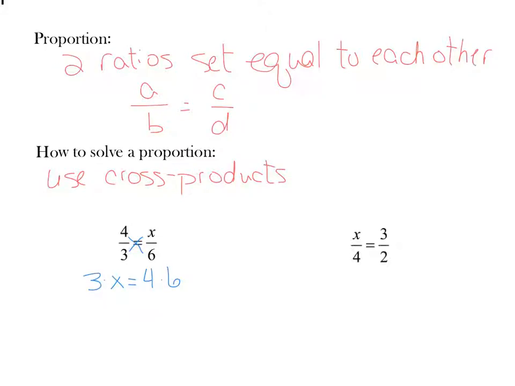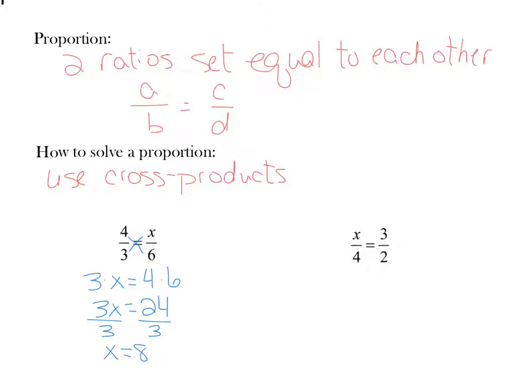Now you're not going to have to write that part every time, but that's what we're doing. This product equals that product. So then we say 3x equals 24. Then it is an equation. This is a one-step equation. We're going to divide both sides by 3, and x is 8.